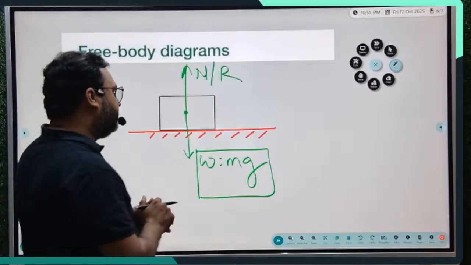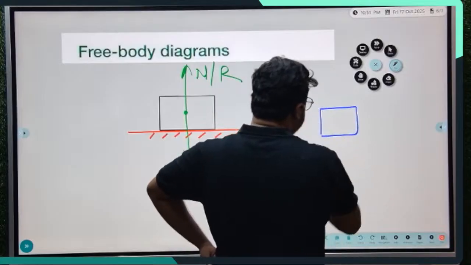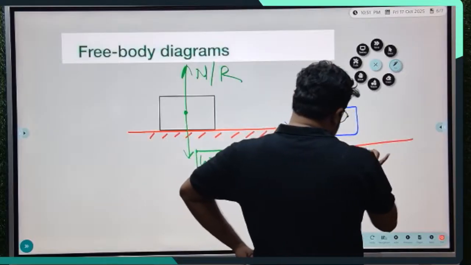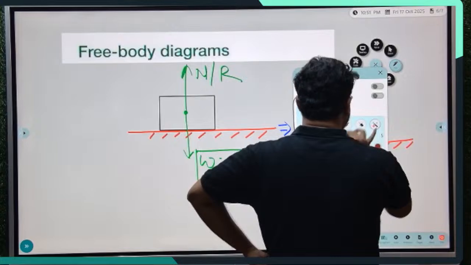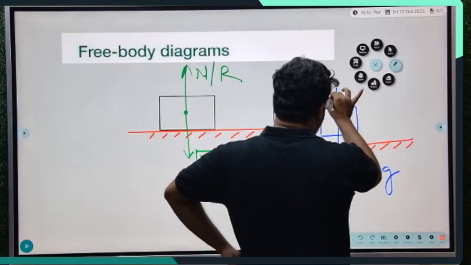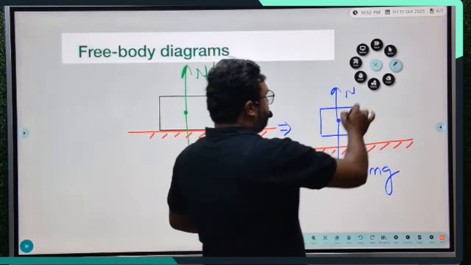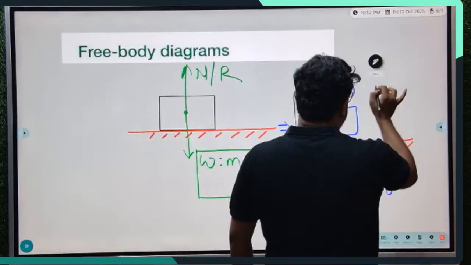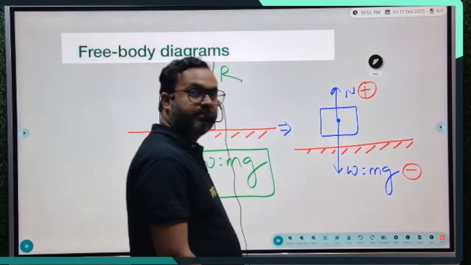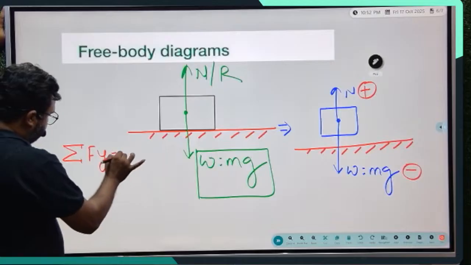Now it is important to note that a free body diagram means you need to separate these two bodies. Like this, we have separated this object and we are marking the forces acting on this body. The force acting along the positive y-axis I will take as positive, while the force acting downward I will take as negative. So summation of Fy is equal to 0.